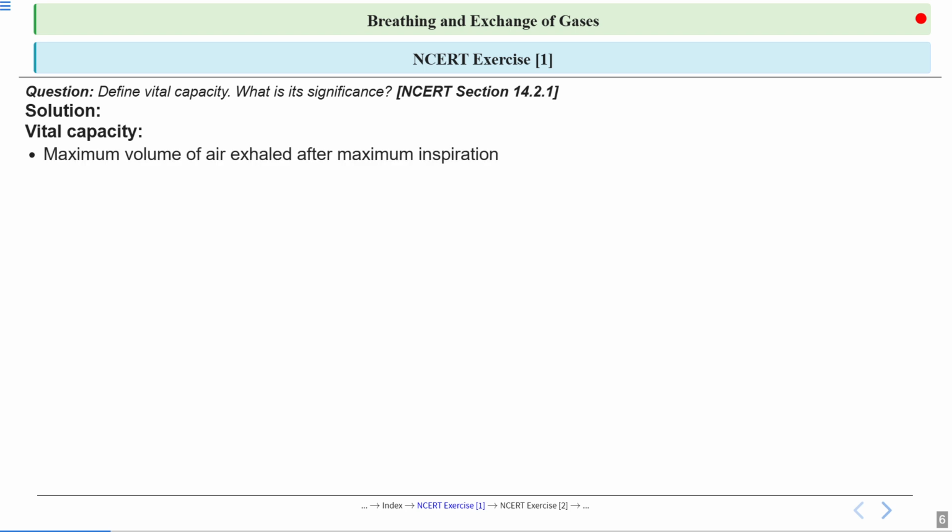So what is vital capacity? Maximum volume of air exhaled after the maximum inspiration. That is the vital capacity. The maximum volume of air a person can breathe in, that can take the oxygen when they breathe in, and after a forced expiration, there is a forceful expiration process. So what does this vital capacity include?